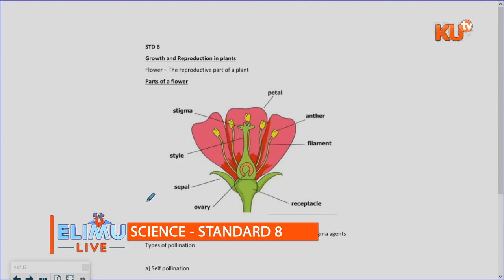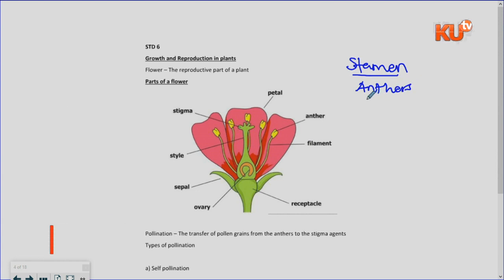And the parts of the flower are these: we have the petals, the anthers, filament, ovary, sepals, style, and stigma. I will mention them depending on their categories. We can have stamen. Stamen are the male parts of a flower. The male parts of the flower here are the anthers and filament. You can look at them in the diagram.